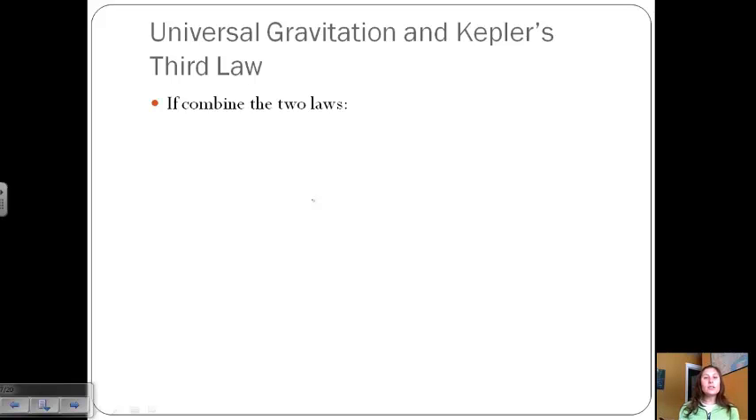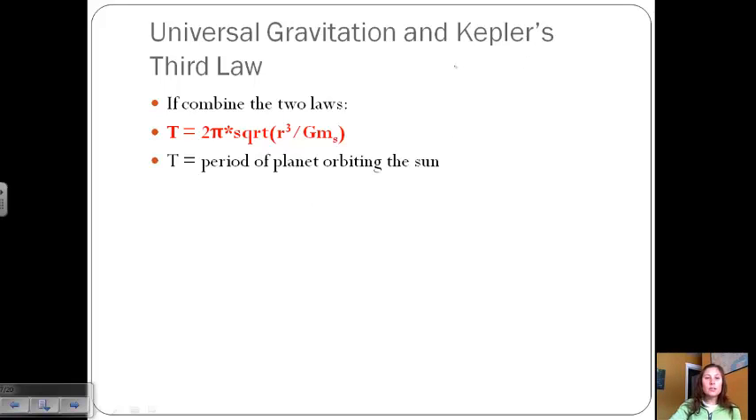Okay, so if we take universal gravitation and Kepler's third law and combine them, we get this equation. T represents the period of the planet orbiting the sun, and so the time it takes for the planet to go around the sun one time. M sub s is the mass of the sun, and so this equation is in relationship to the sun.